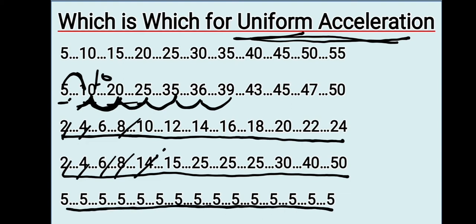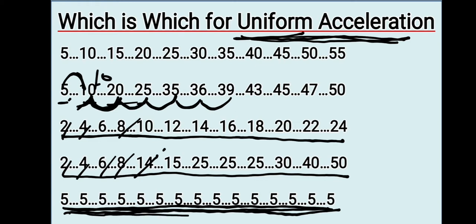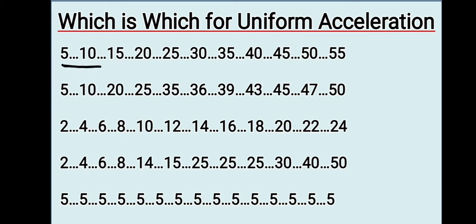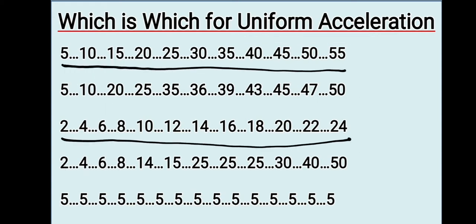Line number 5 is not accelerating. It is not an example of uniform acceleration. It is also not an example of non-uniform acceleration, because line number 5 shows us that it is not accelerating. The velocity remains 5 meters per second, no? Remains the same all throughout, a constant velocity of 5 meters per second. So meaning to say, this is not accelerating. So again, in this pile of numbers, line number 1 and line number 3 are examples of uniform acceleration. Okay, let's proceed.